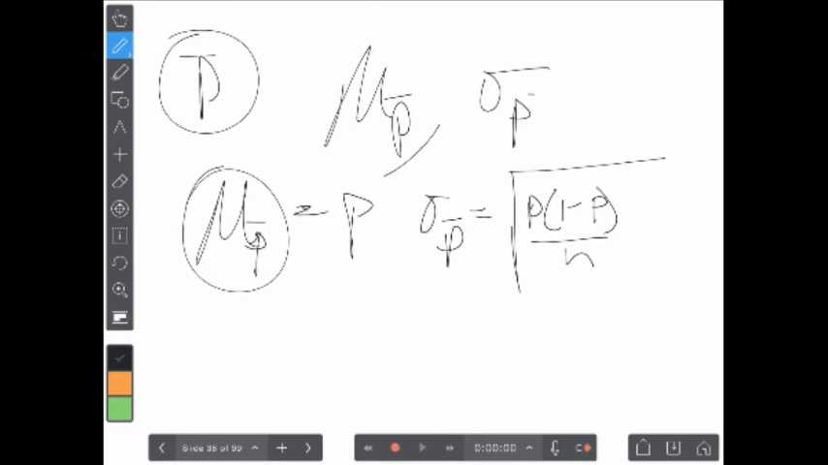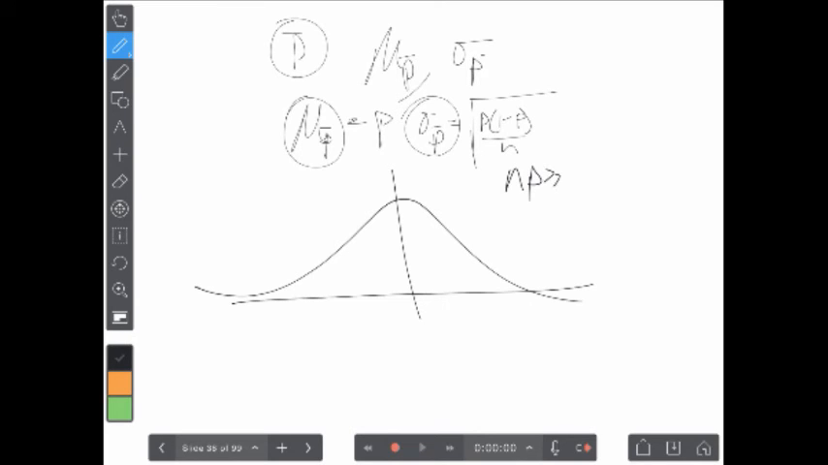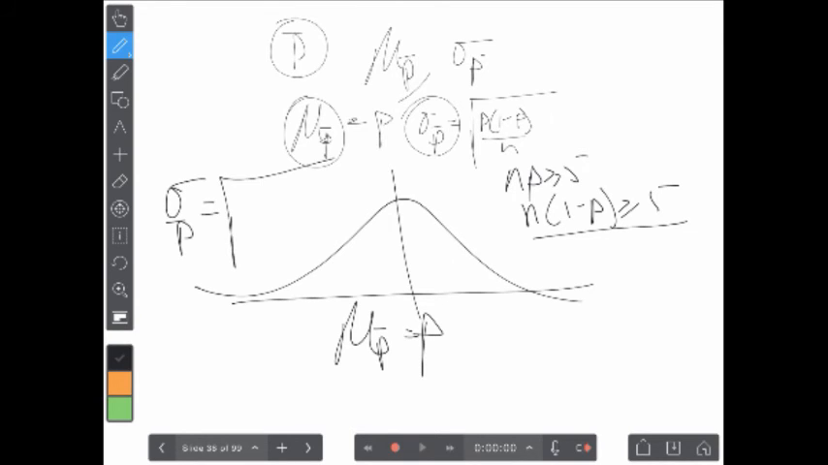Now that we know the mean and the standard error, we could actually find probabilities under the curve. We are assuming here that the sampling distribution is normal. Why? Because we have a normal approximation to the binomial that says if n times p is greater than or equal to 5, and n times 1 minus p is also greater than or equal to 5, then we could use a normal approximation to the binomial. That normal distribution will have a mean of p and a standard error of the square root of P times 1 minus P over N.